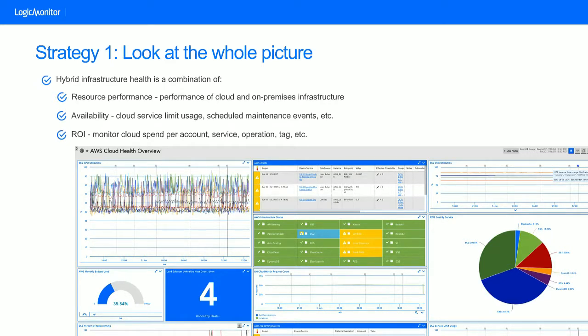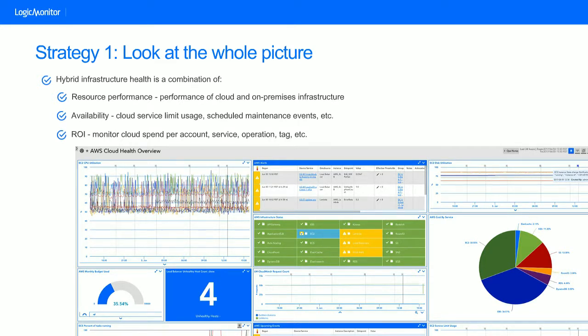So strategy 1, look at the whole picture. This seems obvious, but there are really 2 main points here. 1, it's easy just to look at performance of resources in the cloud or on premises and consider your monitoring pretty complete, because historically that wasn't too far off for on-premises infrastructure, but that's no longer the whole picture. When you have cloud resources, you're also dependent on the cloud provider's services and really need to monitor not only the availability of those services, but also things like service limits and provider-scheduled maintenance events.